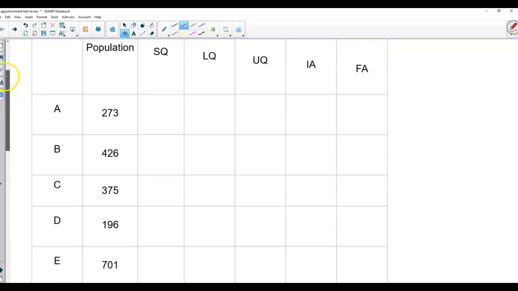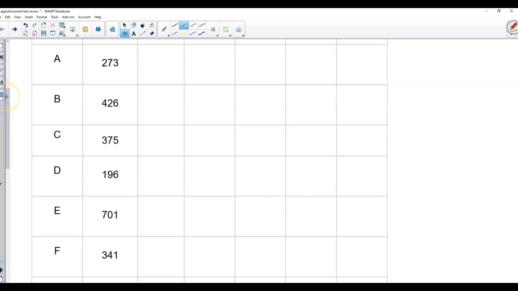Now we take each individual population and we divide it by 53.75. So 273 divided by 53.75 is 5.08. 426 divided by the same number, 7.93. 375 divided by that same number, 6.98. 196 divided by that same number, 3.65. 701 divided by that same number of 53.75, 13.04.